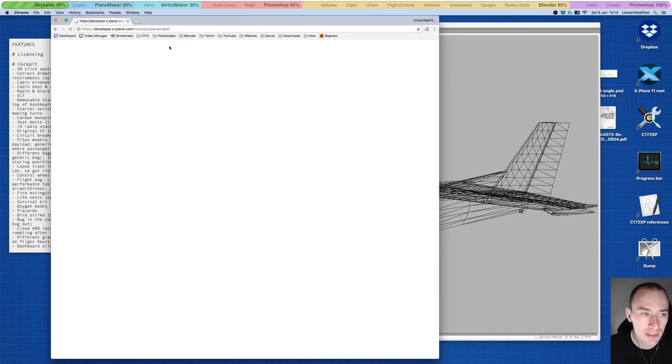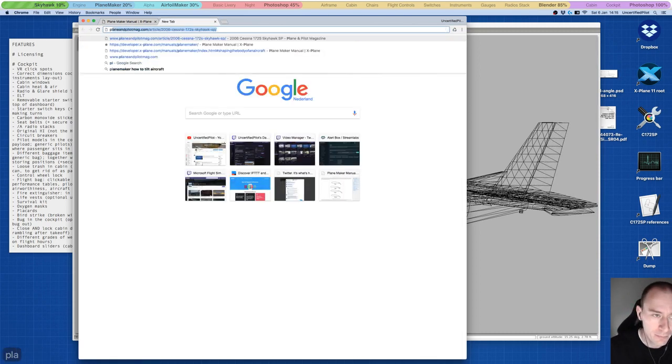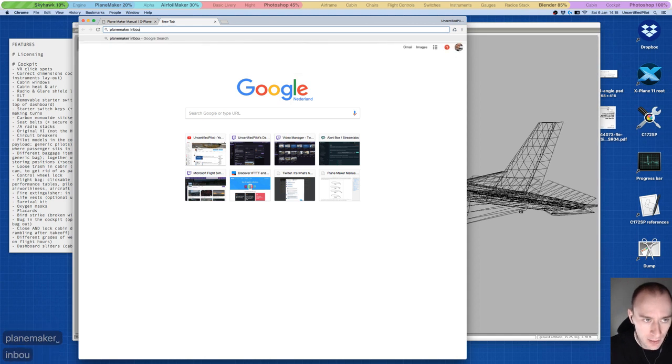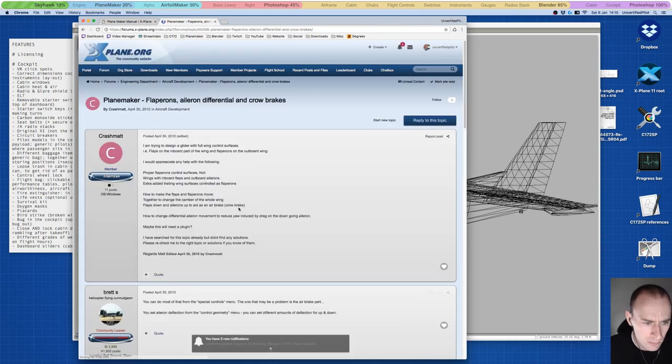PlaneMaker manual. I think it was there, but I'm not sure. So let's just search for inboard. Nope. PlaneMaker. Inboard. Outboard. Aileron. Flaps on the inboard part of the wing and flaps on the outboard wing. This is from the forums.